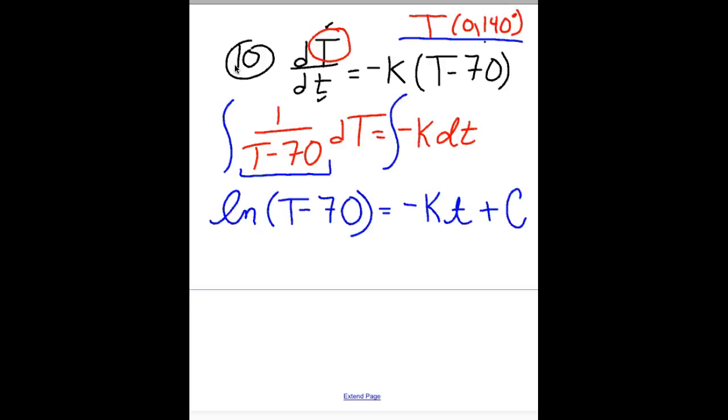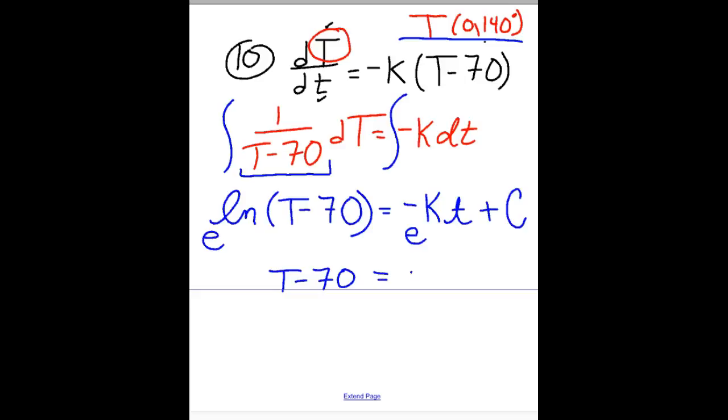So my answer is still going to have a variable in it, and that's why I'm doing this one for you. My goal is to solve for capital T, and it is stuck inside of a natural log. So I am going to exponentiate both sides. On the left, e to the ln of stuff is just the stuff, because e and ln are inverse operations.